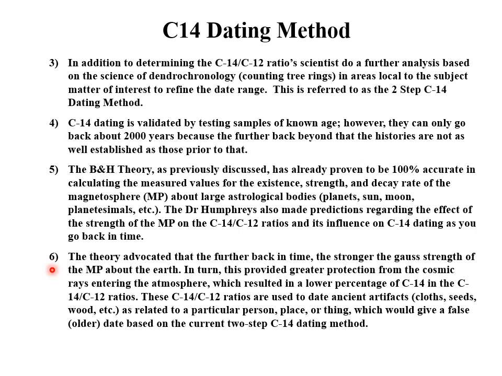And so along that exponential curve there, you've got to consider the strength of the magnetosphere and its effect on the cosmic rays getting into the atmosphere and its generation of carbon-14. So it resulted in a lower percentage of C14 in the carbon-14 to carbon-12 ratios. These C14/C12 ratios are used to date ancient artifacts, clothes, seeds, wood, as related to a particular person, place, or thing, which would give a false older date based on the current two-step C14 dating method.